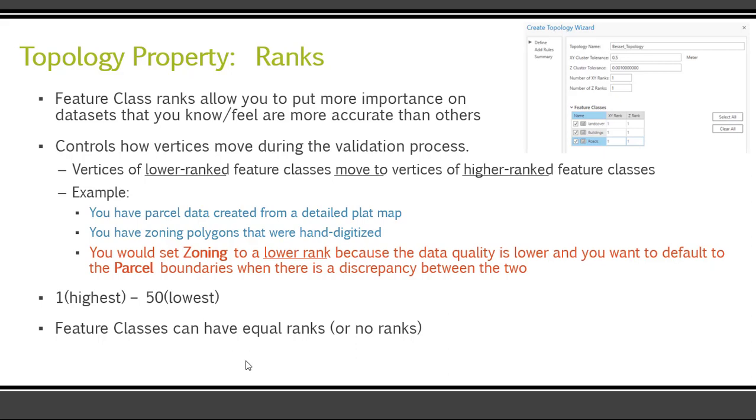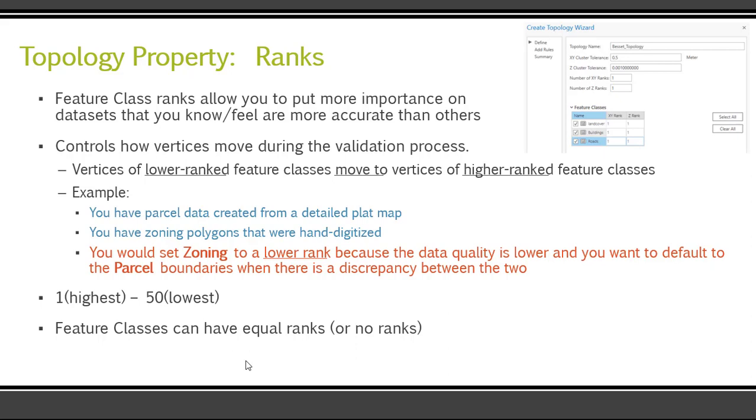But then you had zoning polygons from, let's say, a township or the county that were hand digitized and had not gone through the same rigorous process as your parcel data. If you are going to ask a question or set up a rule that's saying all of your zoning polygons should never break a parcel boundary, so all parcels, the whole parcel, should be within one and only one zoning polygon, you might have situations where in that cluster tolerance, their boundaries are slightly off.